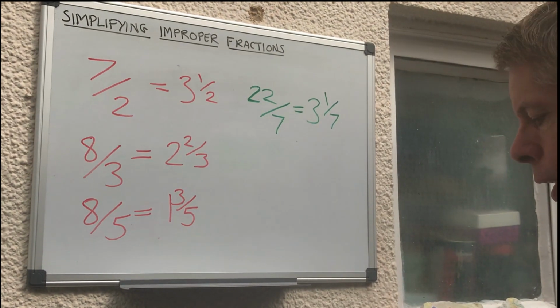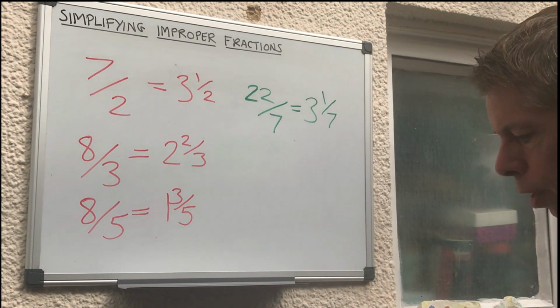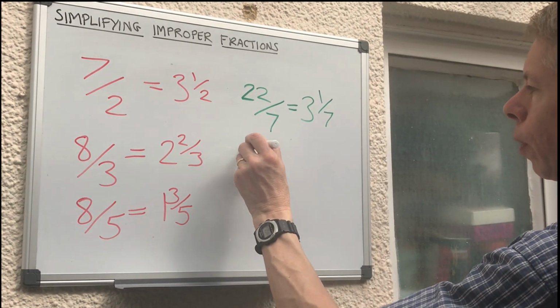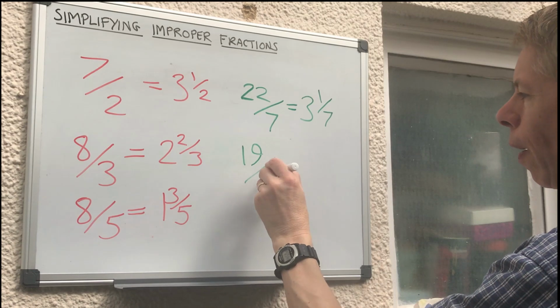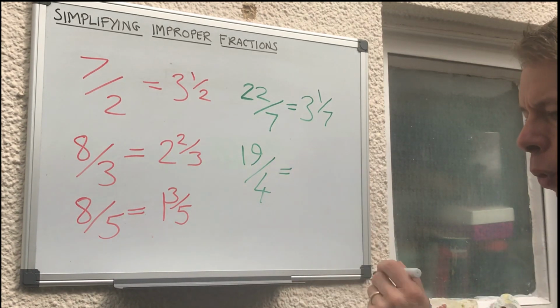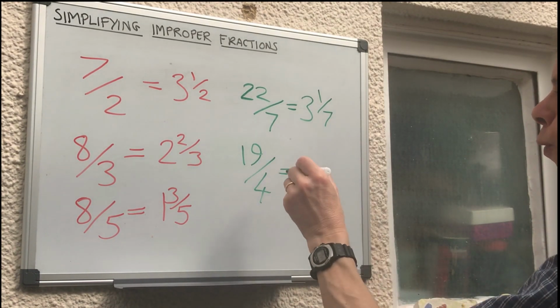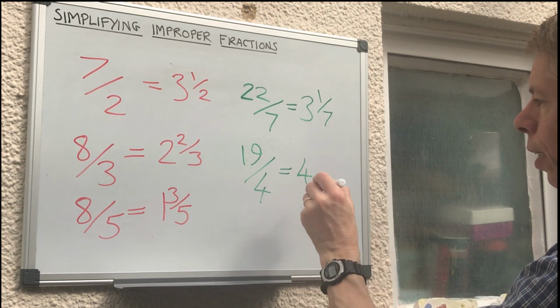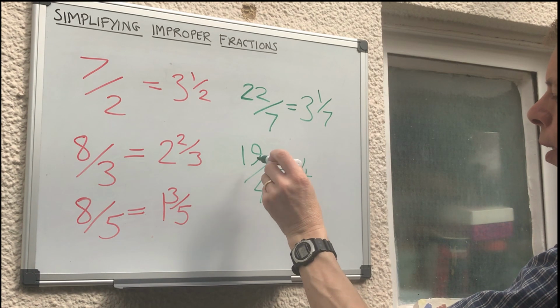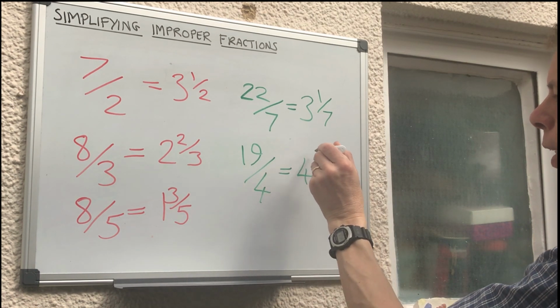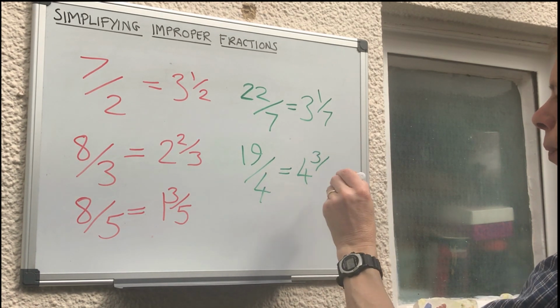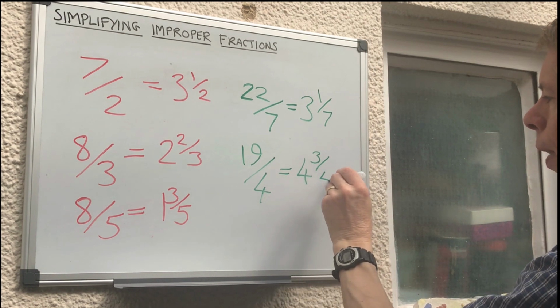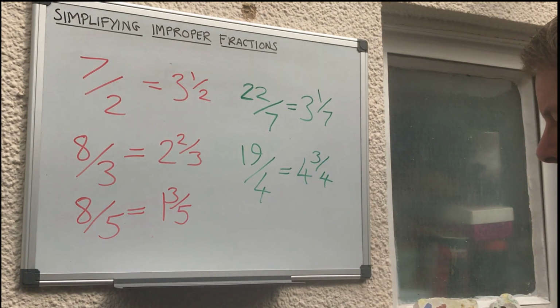Then we're going to do 19 over 4. How many 4's in 19? 4 5's are 20, that would be too many, so it must be 4. 4 4's are 16, so 19 take away 16, our remainder is 3. Then we use that number, put that there, gives us 4 3/4.